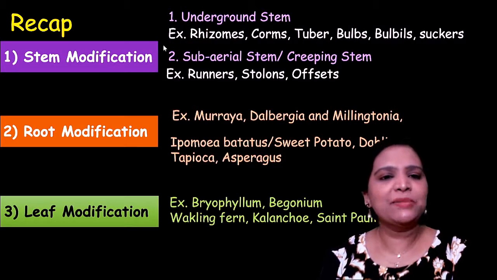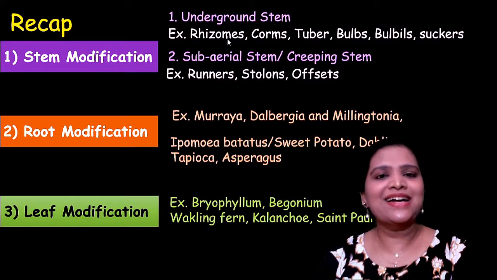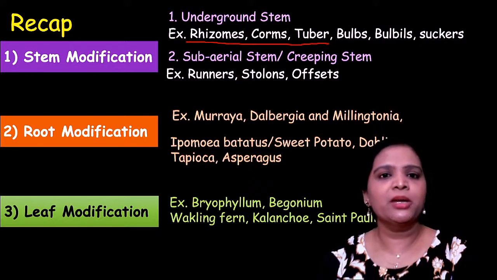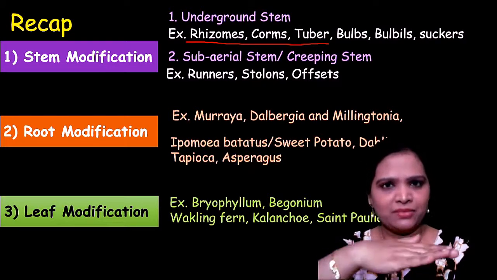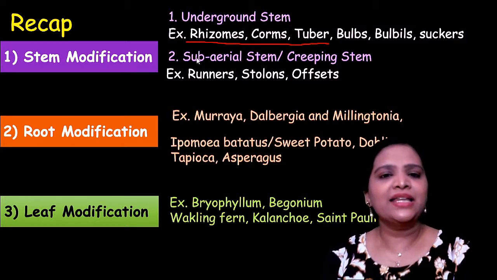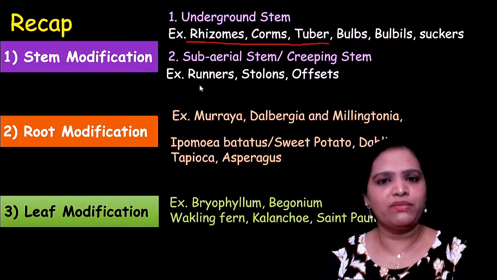So for stem modification, if the modification is underground stem, the examples are rhizomes, corms, tubers, bulbs, bulbils and suckers. These are all modifications in the stems, called underground stem modification. That means the stem will be below the soil level. And the second category is subaerial or creeping stem modification. Here the examples are runners, stolons and offsets.